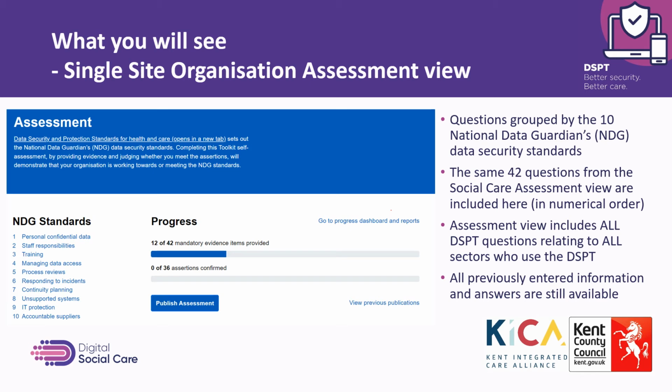Hence why when you scroll down through the questions, you might notice there are additional ones that you've not seen before. But don't worry, as all the information and answers you've previously entered into the toolkit will still be here, and as before, you'll notice these questions are marked as completed. So this is what you'll see if you're a single site organisation publishing for just your individual site.